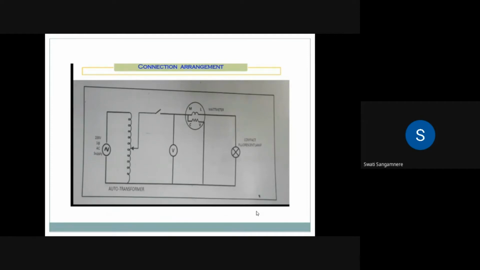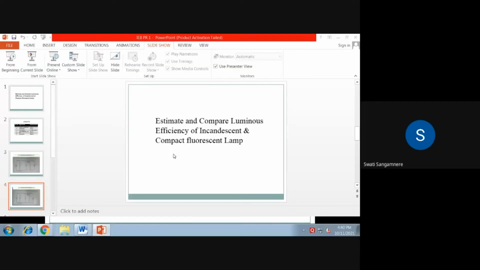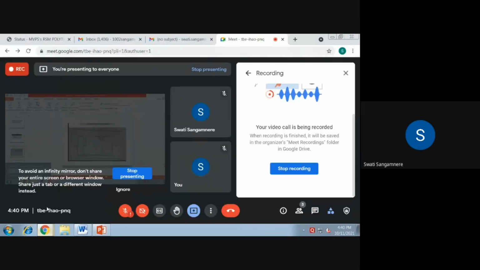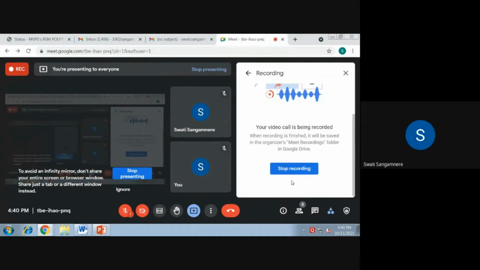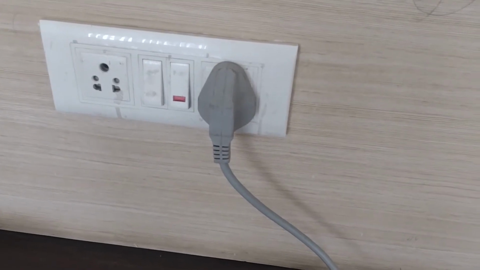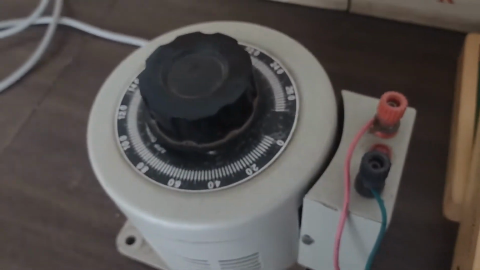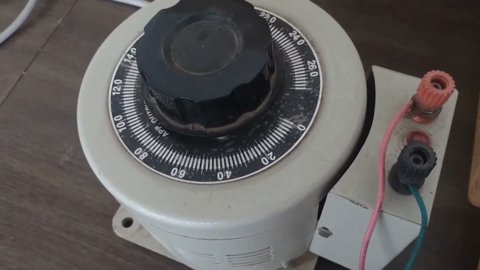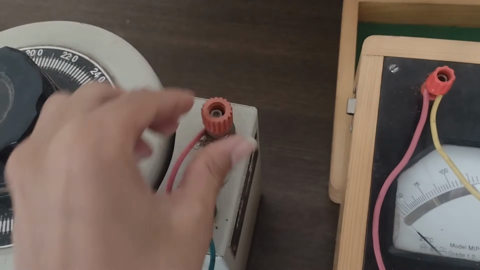The previous circuit diagram. Then we can connect the first diagram as per the circuit diagram. We can give single phase 230 volt supply to this circuit. Then a single phase autotransformer is connected, having the range 0 to 260 and having two terminals, phase and neutral.